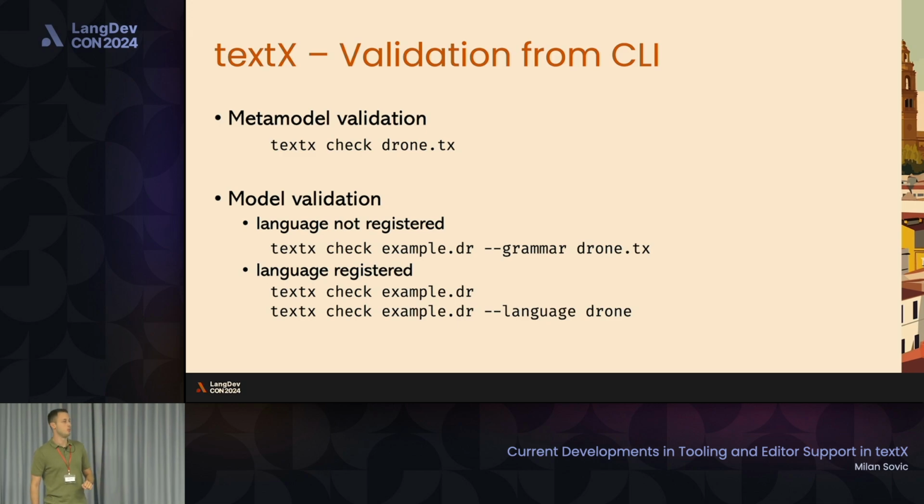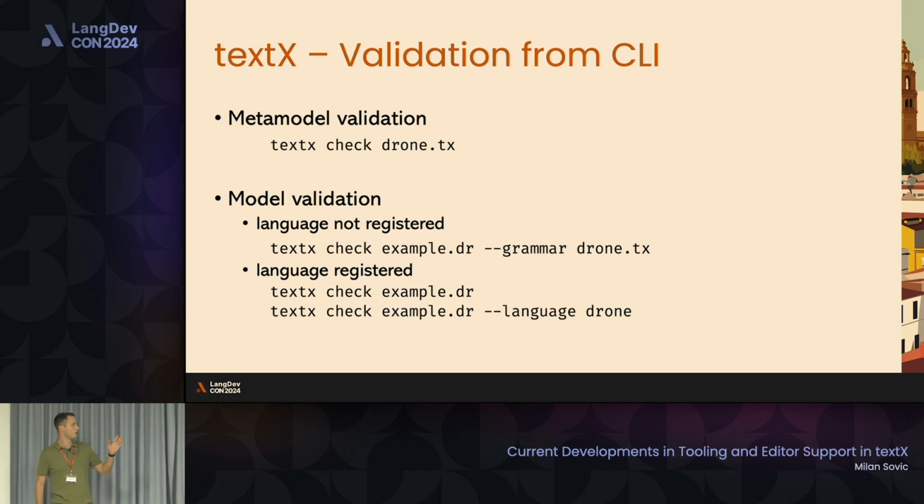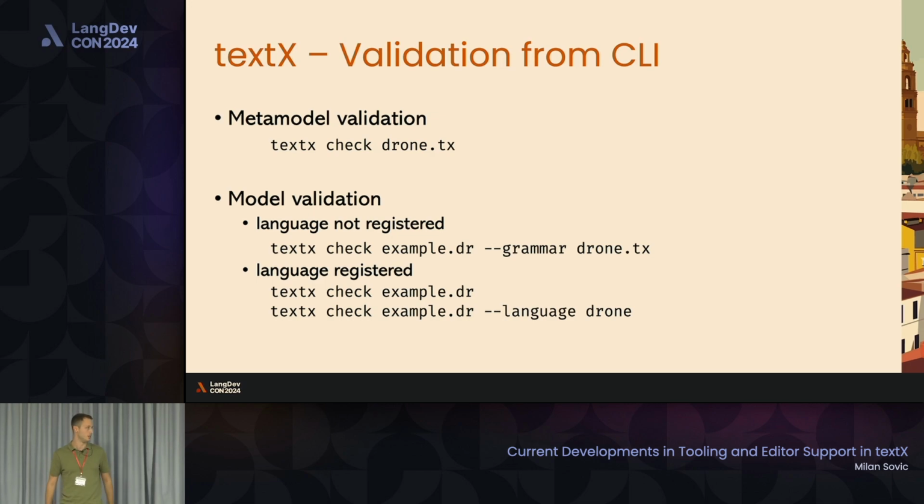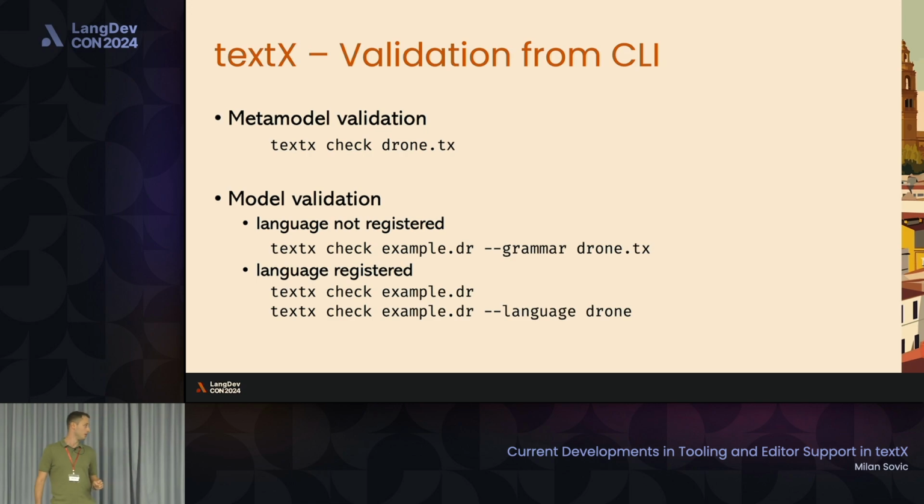We can do the same thing with the textX CLI. We have a check command. We can use it for meta model or model validation. In case of model validation, we need to provide the grammar which we want to consider when we are validating the model. And if the language is registered, I will get to registration later, then we don't need to specify the grammar. We can specify the language by the name, or it can be implied from the extension of the file.